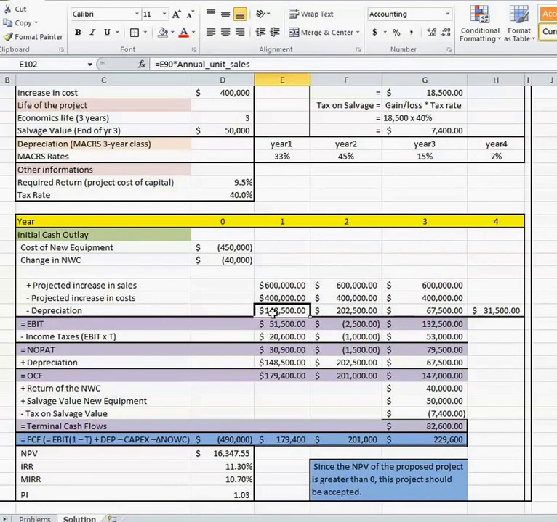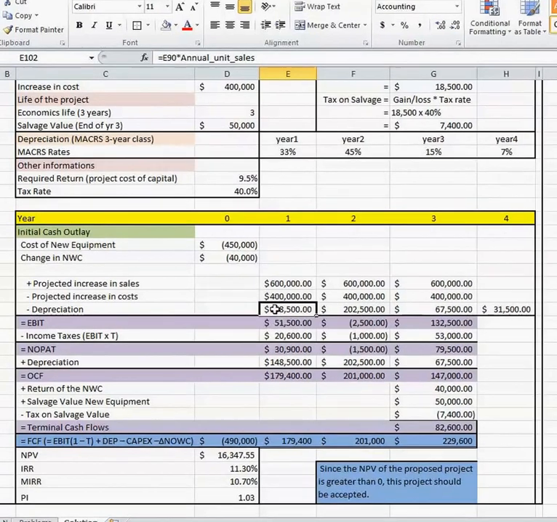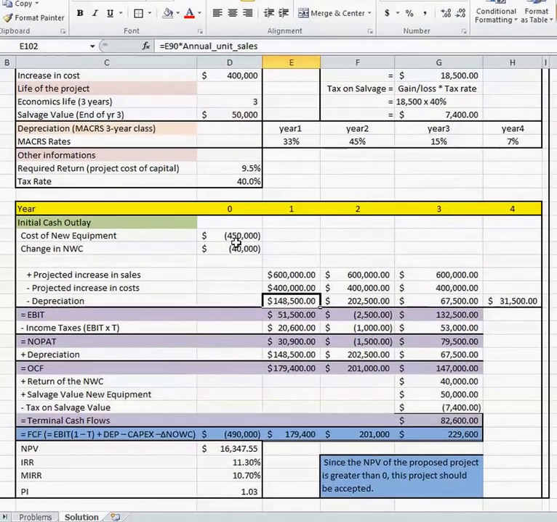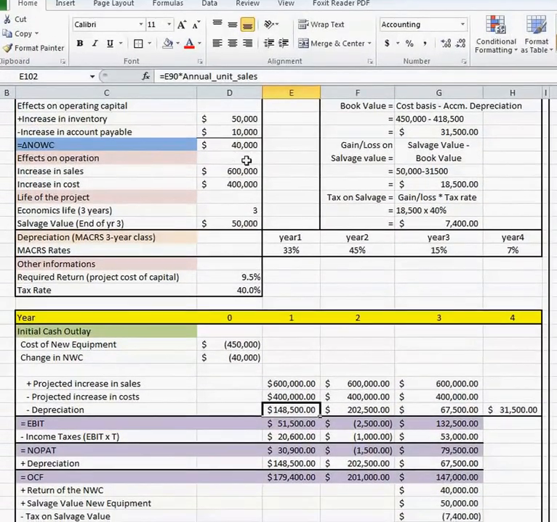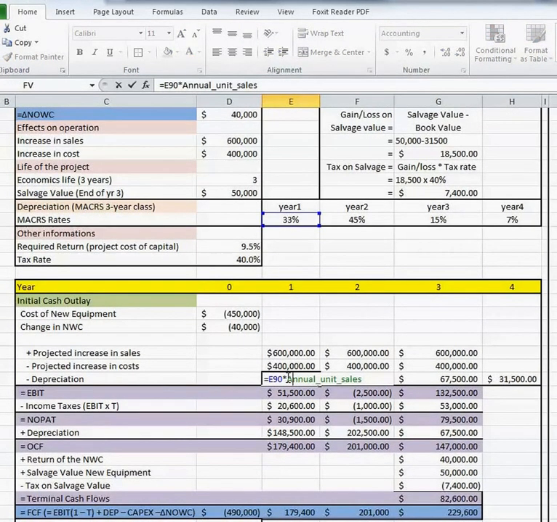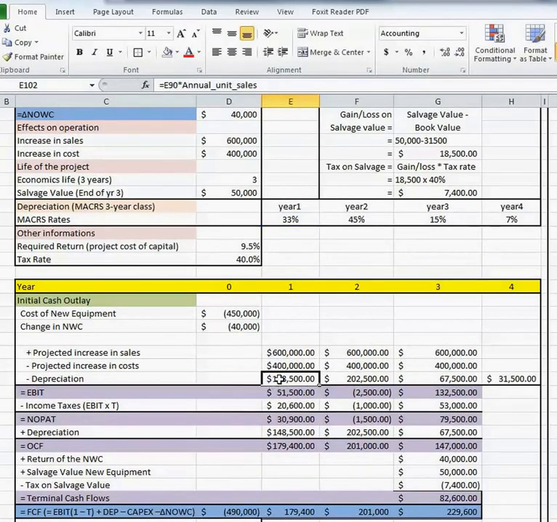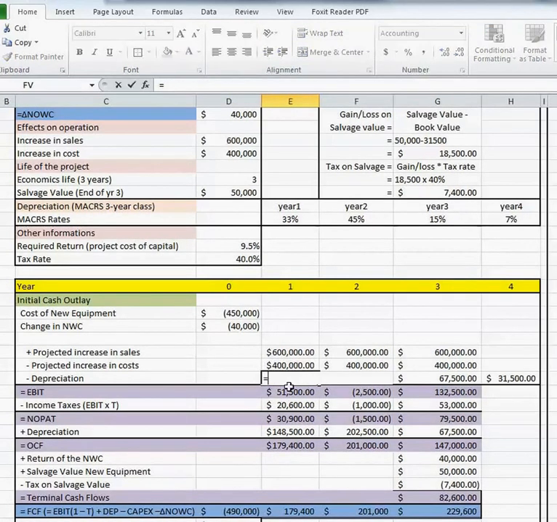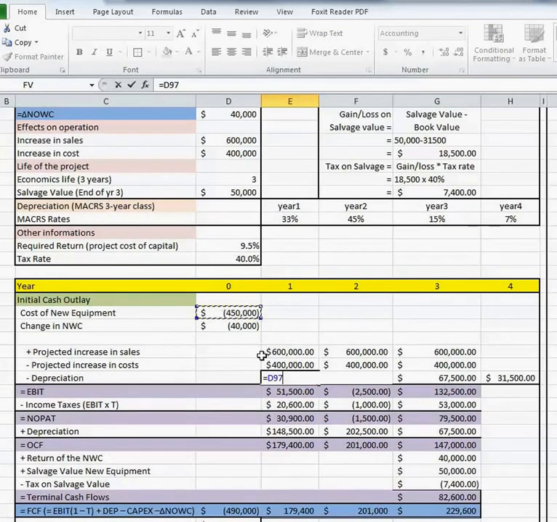So how do I get this number? This number is basically the depreciable basis, which is this $450,000. Let me just click here and show you. This one is just randomly showing, so please ignore that. This is basically the $450,000, which is the depreciable basis.